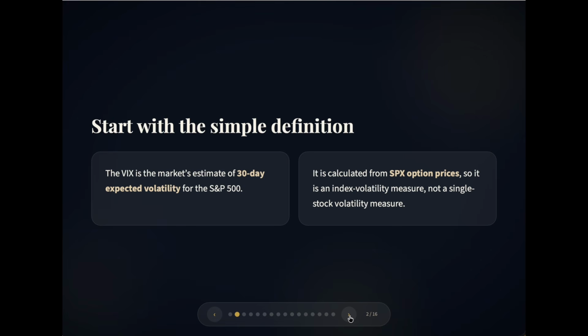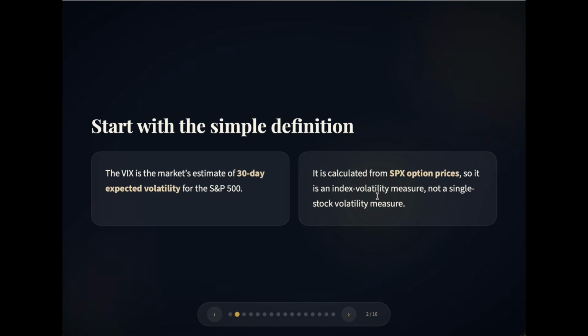Let's start with a simple definition of the VIX. The VIX is simply the market's estimate of 30-day expected volatility for the S&P 500. Okay? It's calculated from SPX options prices, so it's an index volatility measure. It is not a single stock volatility measure.